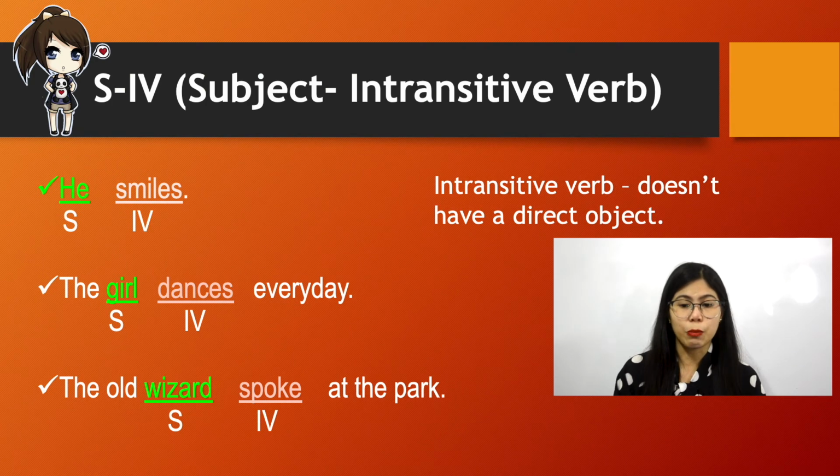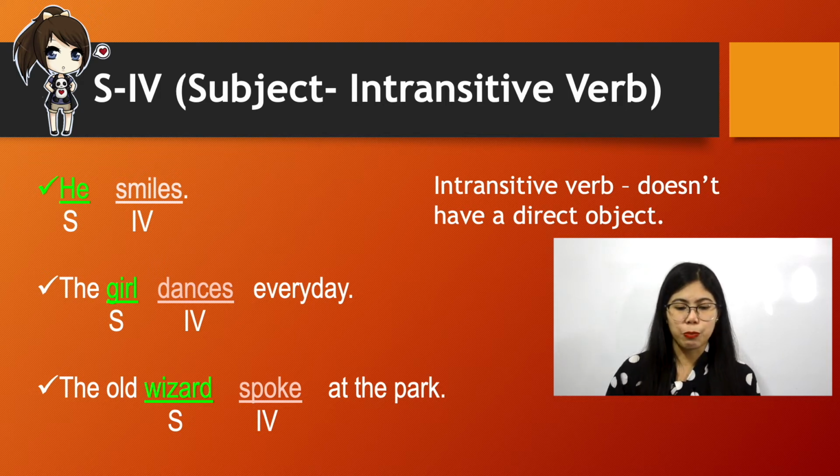Next is the sentence pattern SIV, which stands for subject and intransitive verb. Intransitive verb is an action word that doesn't have a direct object. Usually in an SIV pattern, it's usually followed by an adverb or a preposition. Let's take a look in our example. He smiles. As you can see, we have the subject he and intransitive verb smiles. Because it is an action word, at the same time, it doesn't have a direct object.